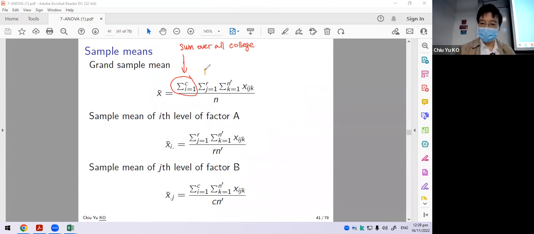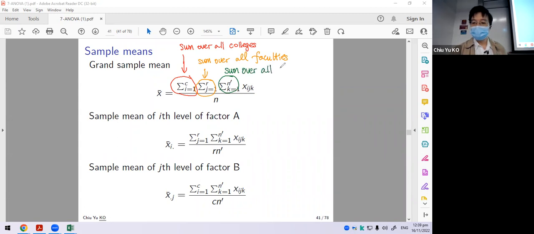And the next one is I sum over all rows. In our case, we sum over all faculties. So we sum over colleges and over faculties. This is the second item. And the last item is that I sum over all observations. So for each college and each faculty, I sum all the observations and I divide by N.